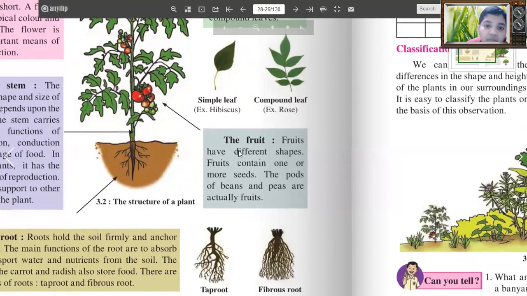Fruit. Fruits have different shapes. Fruits contain one or more seeds. The pods of beans and peas are actually fruits.